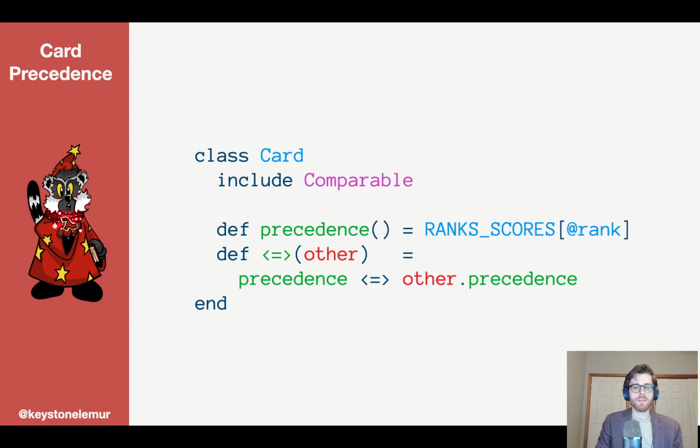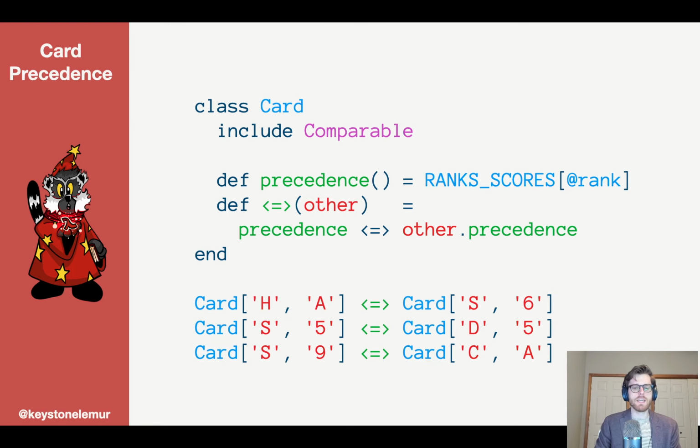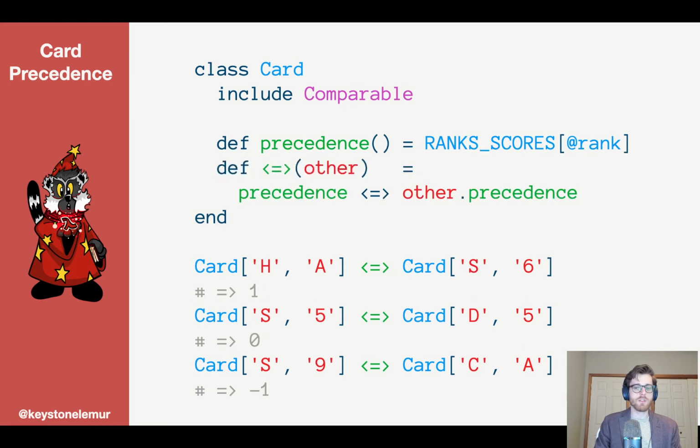Now, the interface for comparable uses this lovely rocket ship operator to work. It takes another instance, and we can use each card's precedence to help decide which is higher, lower, or perhaps even the same. Now, how exactly does that work? Let's take a look at some of these examples here. In the first case, we have the left card being greater, giving us back 1. In the second case, they have the same rank, giving us back 0. And in the third case, the card on the right has a higher precedence, meaning that it returns back -1. This is how the rocket ship operator works.